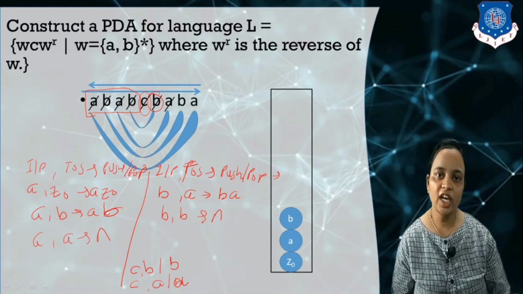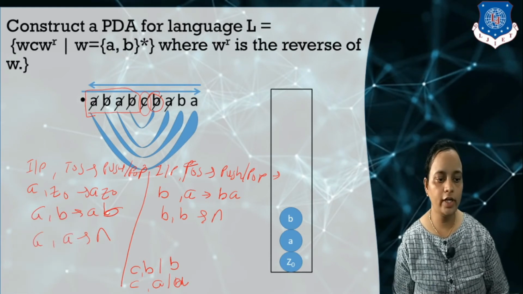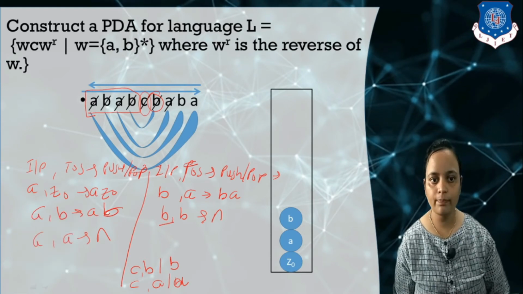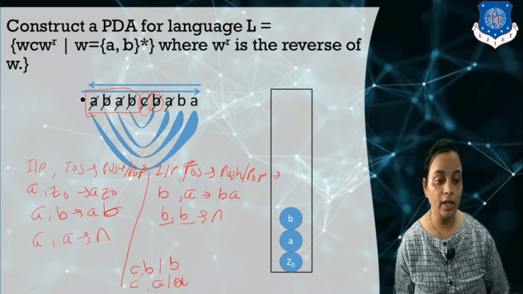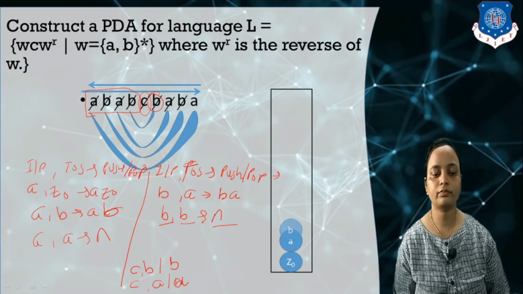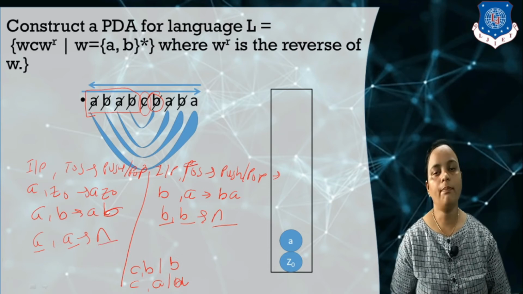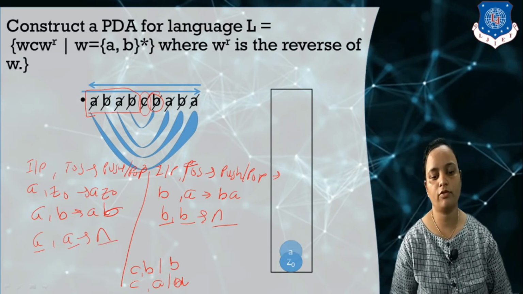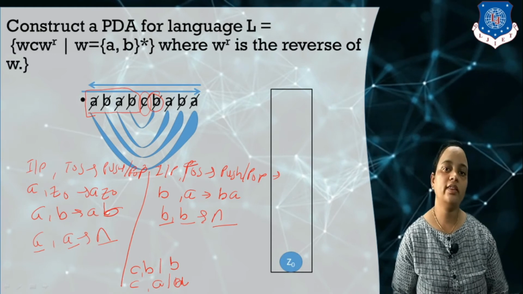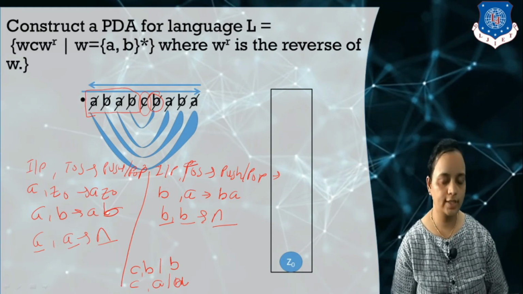Same, input B, top of the stack contains B. So here you can see we have already written down the transition. Input is B, if the topmost symbol is B, it performs a pop operation. So again B is removed. If input is A and top of the stack contains A, we are performing a pop operation. So here A is removed. In this way we can write down the push and pop operations for this language.